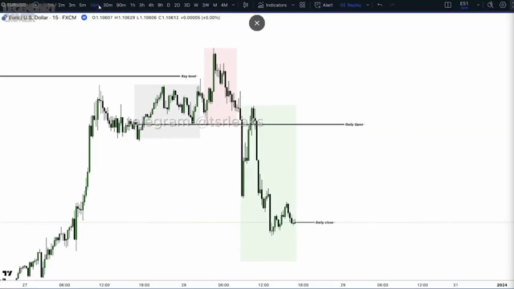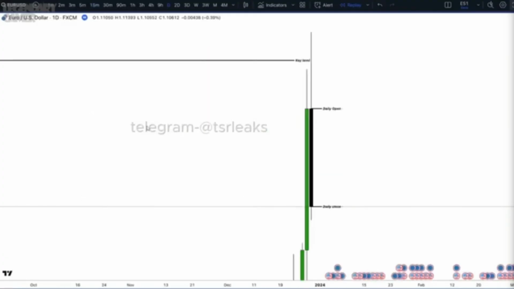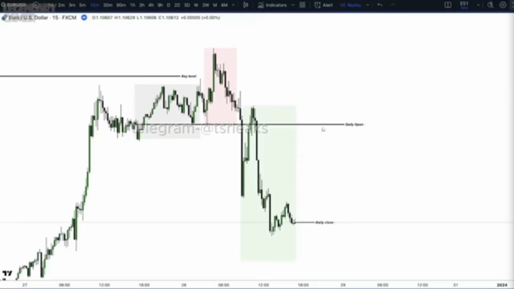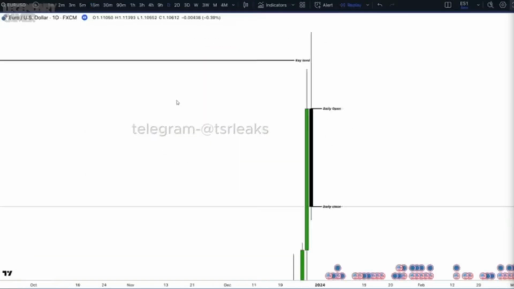A 15-minute time frame, key level hit. We open the daily candle, consolidate, manipulate into the key level at a specific time, and distribute lower into the close. These two slides right here are very important. If you cannot understand the power of 3 on a daily time frame, then you will not understand the power of 3 on the 4-hour or 1-hour. Start with the daily, if not weekly.